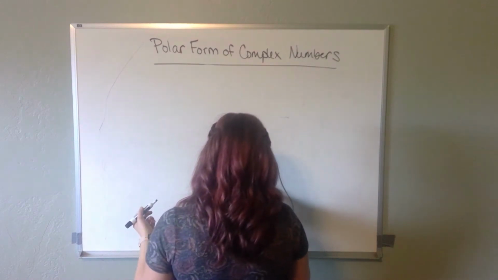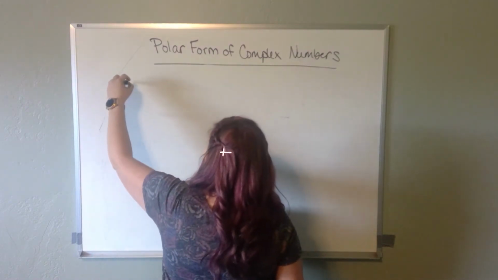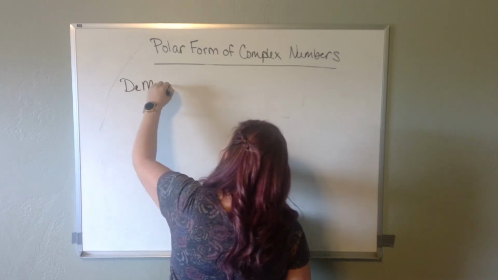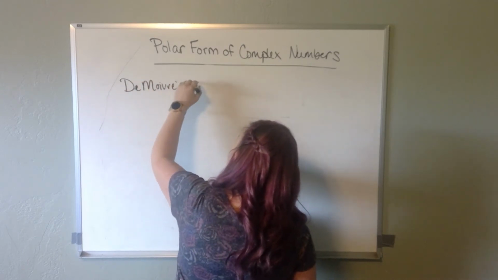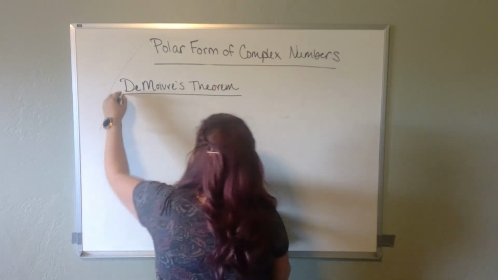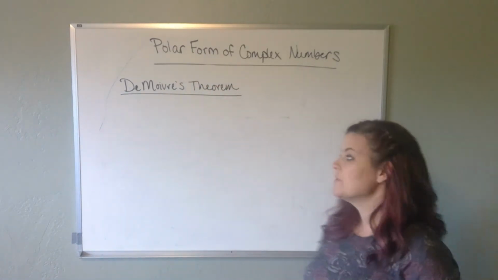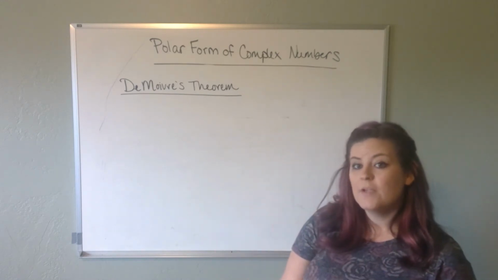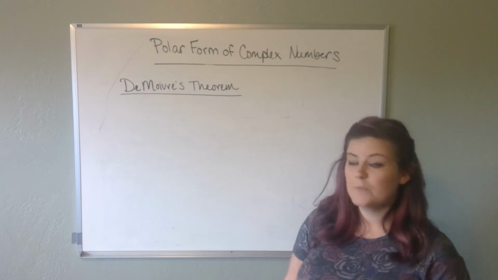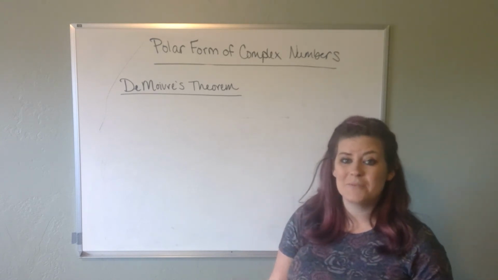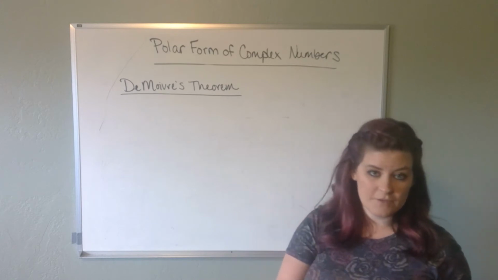So we can multiply and divide, that's fun. Let's take complex numbers to powers. De Moivre's theorem. This theorem lets us take a complex number and raise it to a power, which in rectangular form can be really tough, which we'll see in another example.